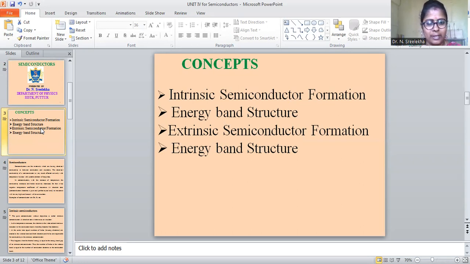So the concepts included in semiconductors are intrinsic semiconductor formation, energy band structure, extrinsic semiconductor formation, and energy band structure of extrinsic semiconductors. So these are the concepts I am going to explain.